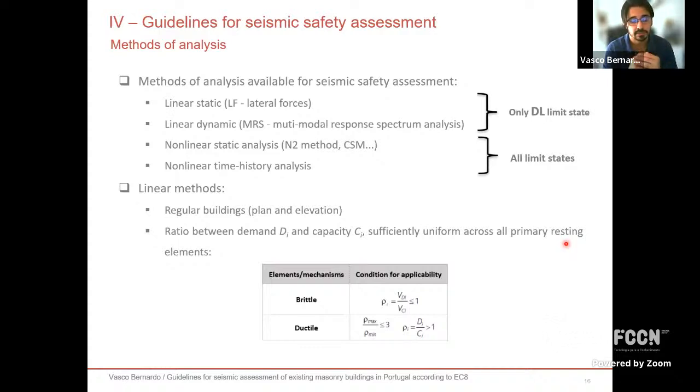In the case of linear methods, they are only valid for regular buildings in plan and elevation, and we also need some conditions for the elements with brittle mechanisms, that the rho of a given element, that means the ratio between the demand and the capacity, is lower than one. So in this case, there is no strength degradation, and for the case of ductile elements, we need to constrain the ratio between the rho maximum and the rho minimum to be lower than 3 in order to not have a large dispersion between the deformation of each element in the entire behavior of the building.